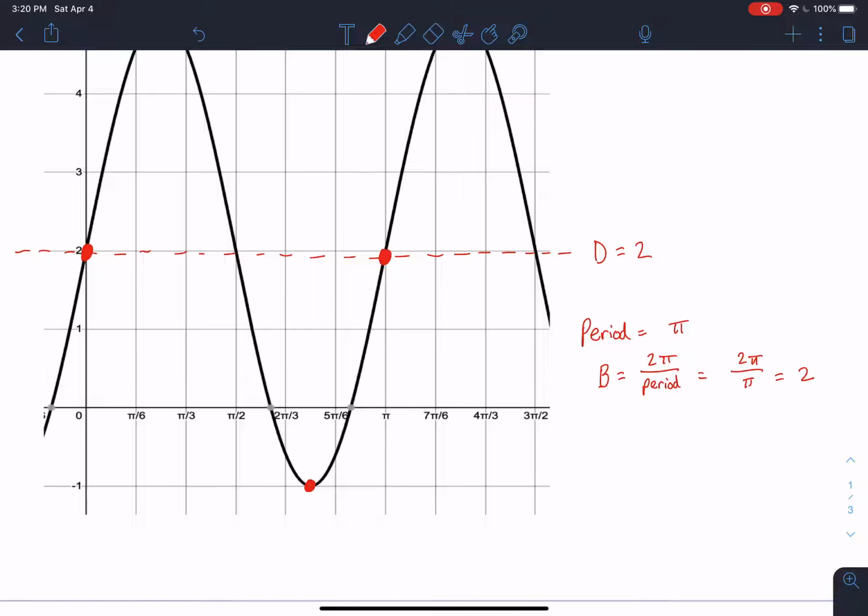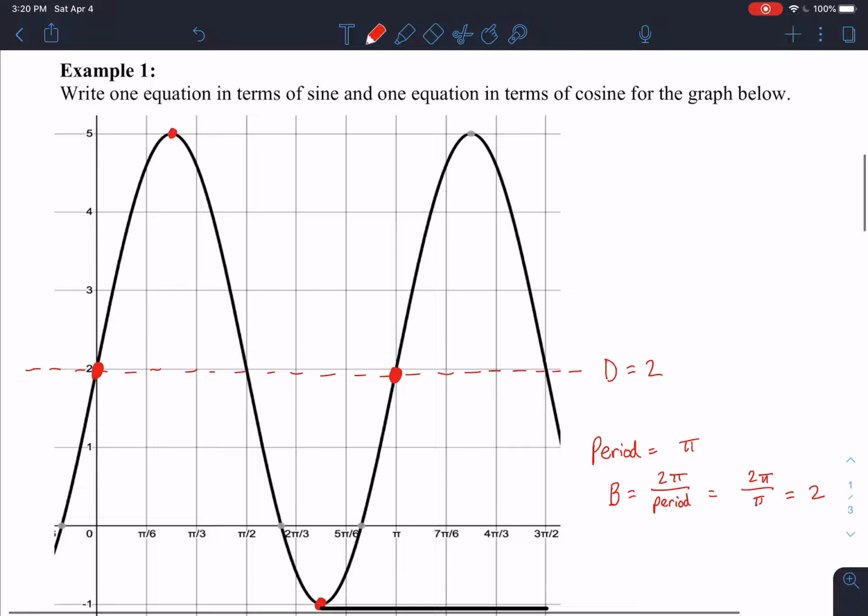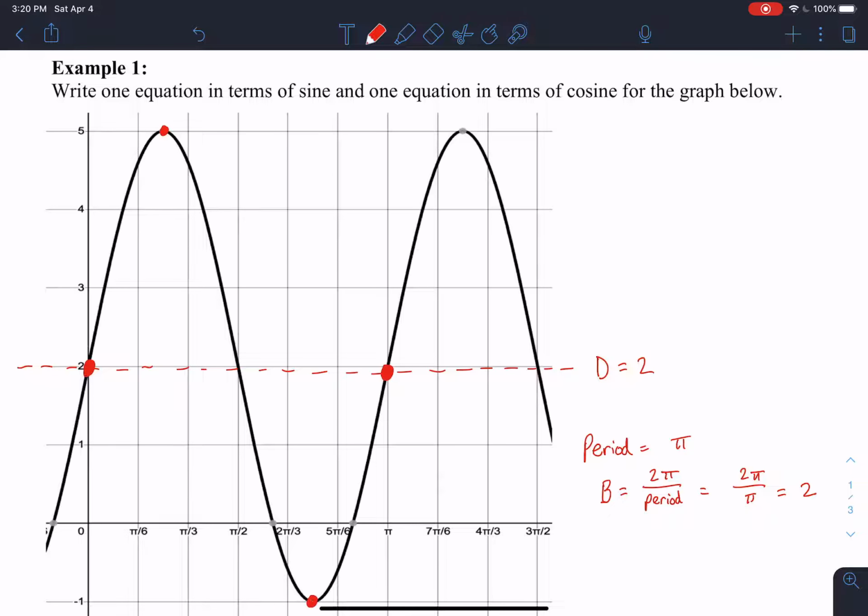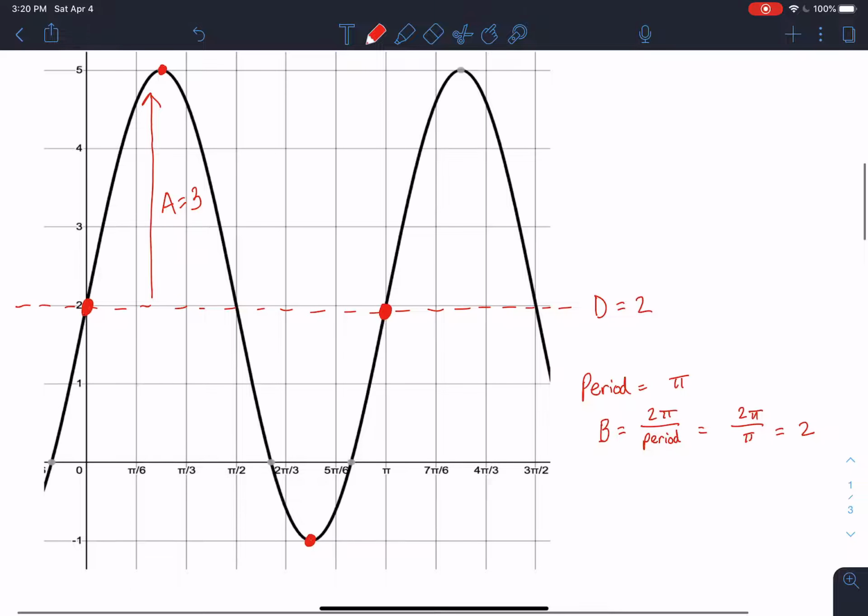Now, if I'm looking at where my axis is, the amplitude is how much you go above and below. So if my axis is at 2, I'm going all the way up to 5. That tells me that my amplitude obviously has to be 3. And if you check the other point, you go from 2 all the way down to negative 1, sorry, that also is a distance of 3, okay?